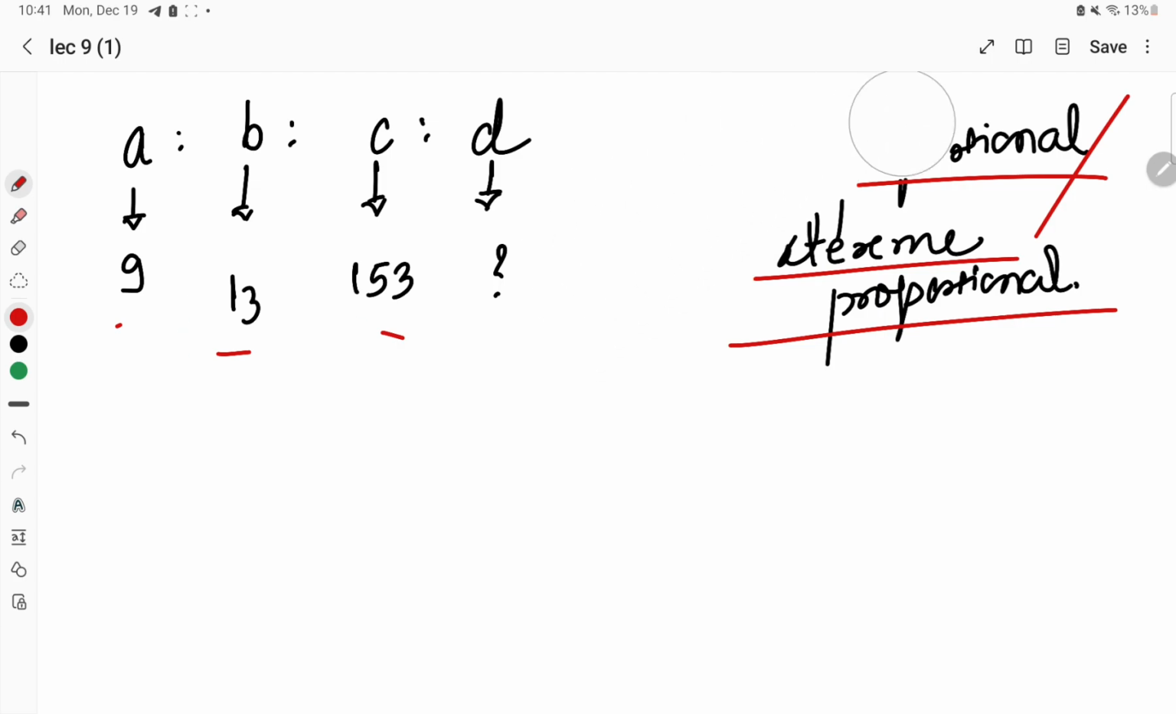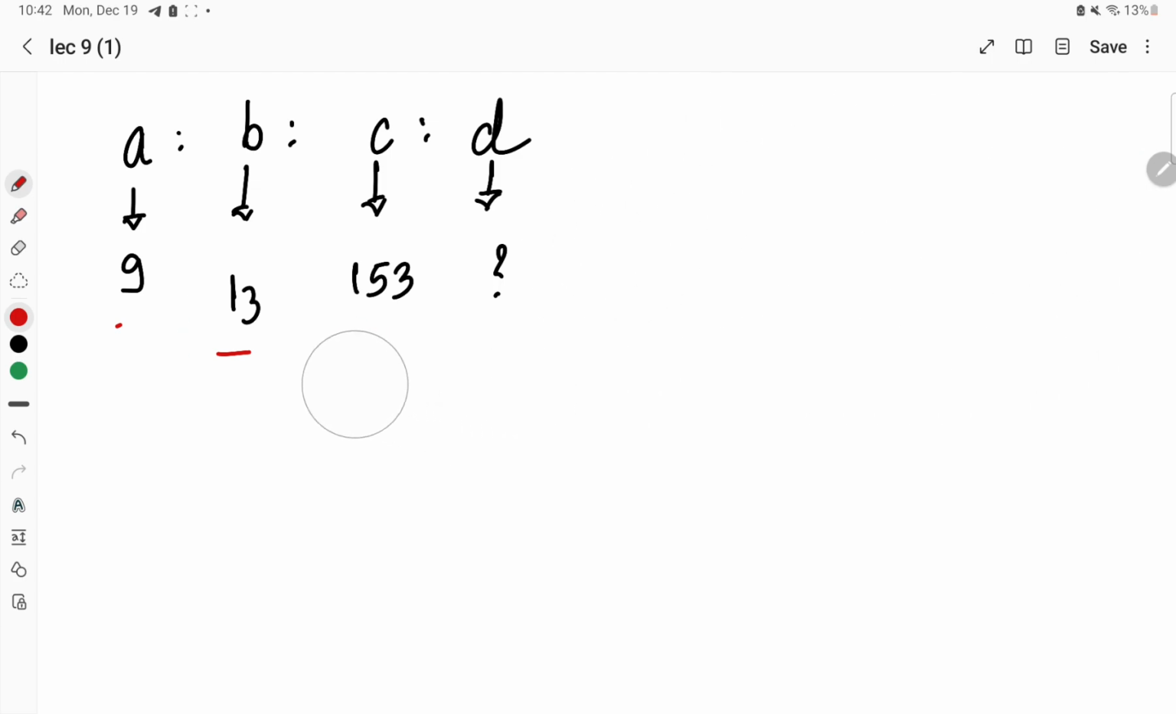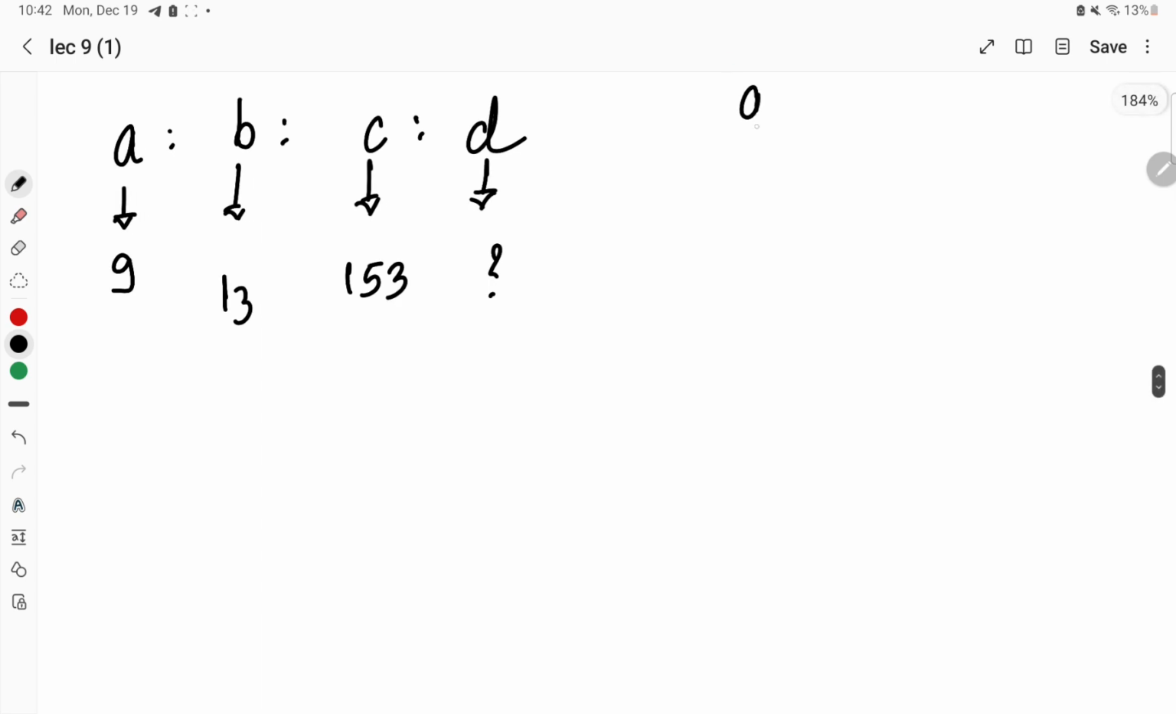Now I'll rub this out. What I have given here are three values. I'm asking you to find out the fourth one. For this, what you're going to do is, A is to B is to C is to D, I can write in this manner. A is to B is equal to C is to D. A upon B is equal to C upon D. So, cross product, A into D is equal to B into C.